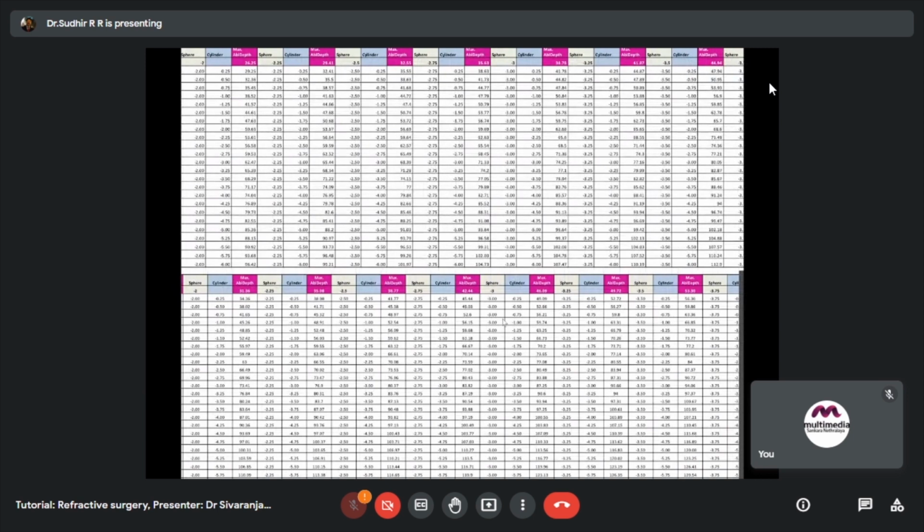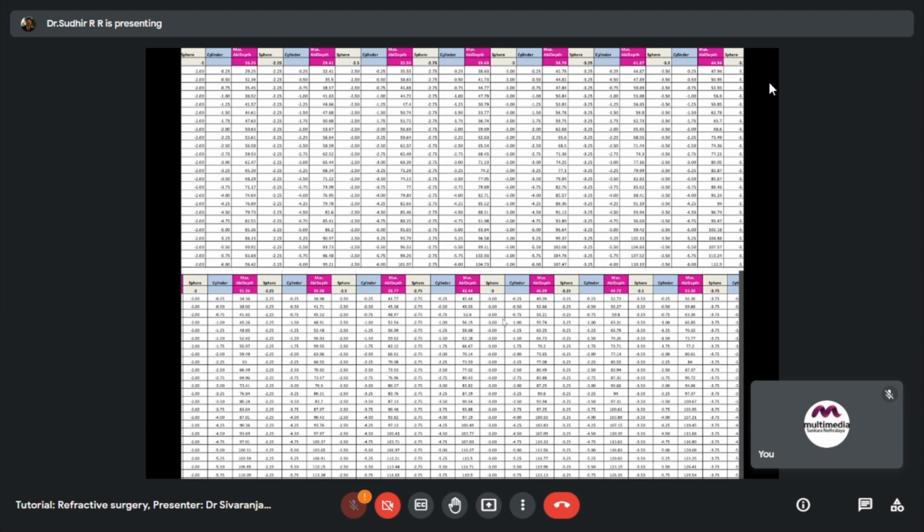So you can have a reference chart in your clinic, and then you can just cross check and see how much is the ablation. You need not go back and look into it. A very simple way to remember is, for every diopter of ablation, you will have a minimum of 12 to 15 microns of ablation depth for each diopter of correction.